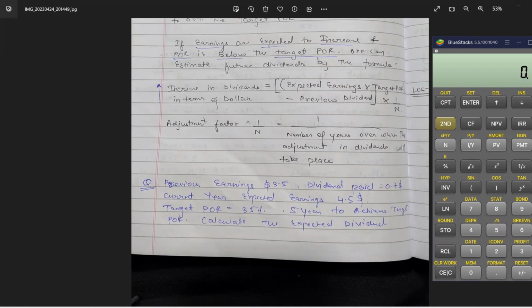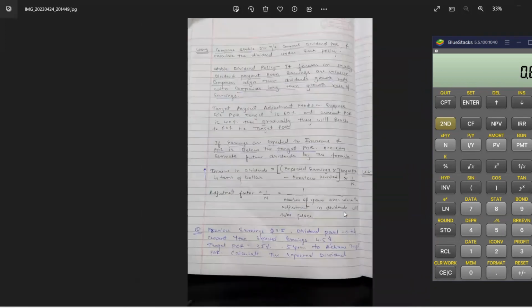So the previous dividend we have received, 0.7, plus 0.175. So add 0.7, the previous dividend. So 0.875 will be the dividend we are going to receive this year. Let's check.